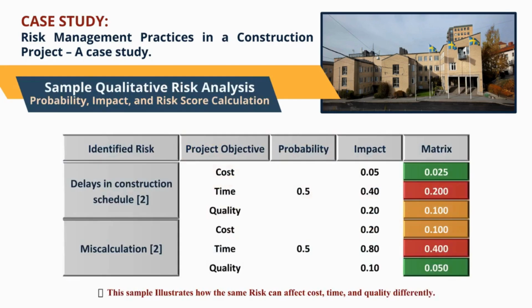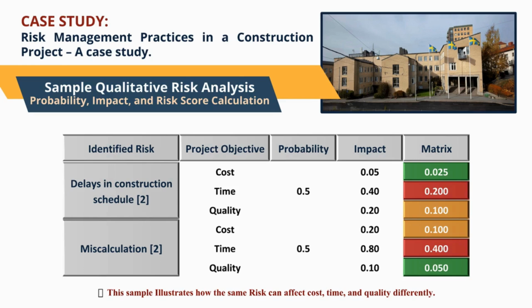This example demonstrates how qualitative risk analysis evaluates the same risk across different project objectives by combining probability and impact. Each identified risk is assessed against cost, time, and quality, rather than being treated as a single, uniform issue. A common probability value is assigned based on how likely the risk is to occur, while the impact level varies depending on which project objective is affected.